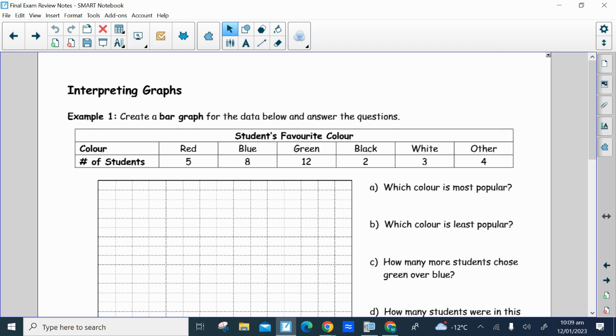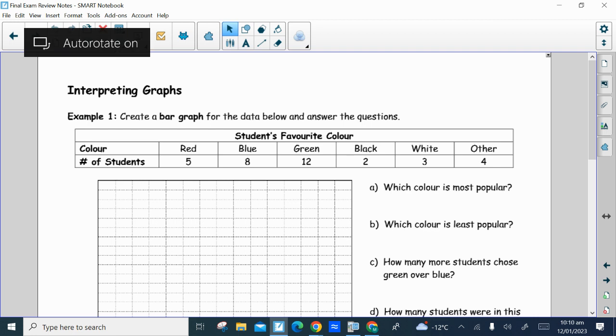Right, so this chapter dealt with interpreting graphs, getting information from graphs, that sort of thing. So this first question asks you to create a bar graph for the data below and then answer the questions.